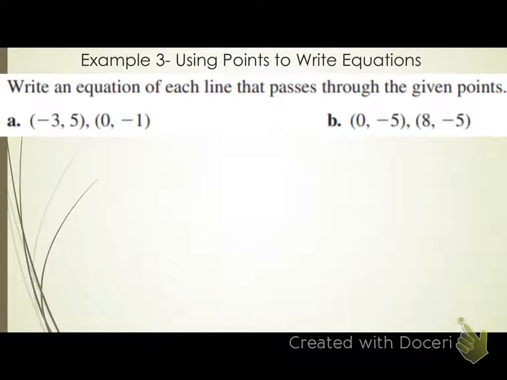Example 3. Now we're just giving two ordered pairs. We're not giving a graph. It doesn't say, hey, this is your slope. Hey, this is your y-intercept. But it still wants us to write an equation of each line that passes through the given points.